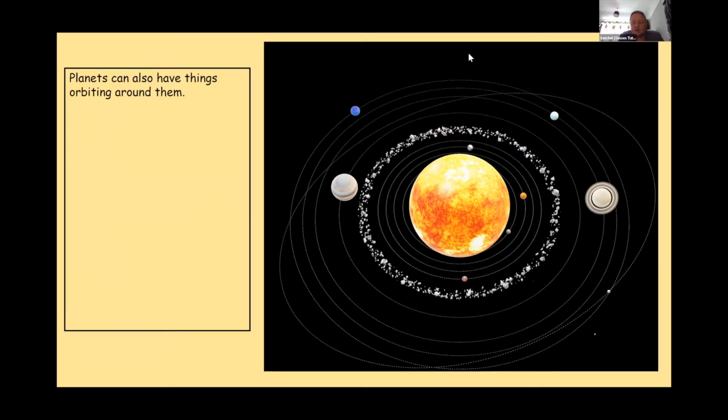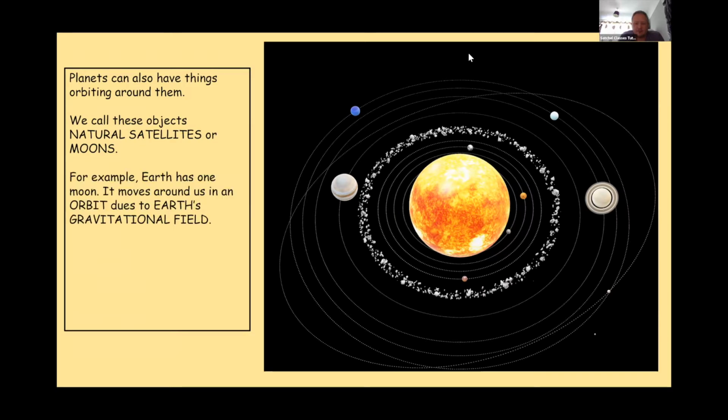Planets can also have things orbiting around them. We call these objects natural satellites, or even moons. For example, we all know you look up at the sky at night, you see our moon. Earth has one moon. It moves around us in orbit due to Earth's gravitational field, constantly pulling at it.